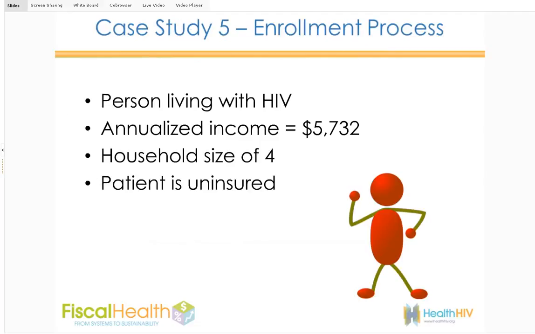So I want to close out with two more case studies just to drive the point home and discuss two types of patients that we really haven't discussed yet. The first is a patient living with HIV who has an income of $5,700 and a household size of 4, and the patient is uninsured.